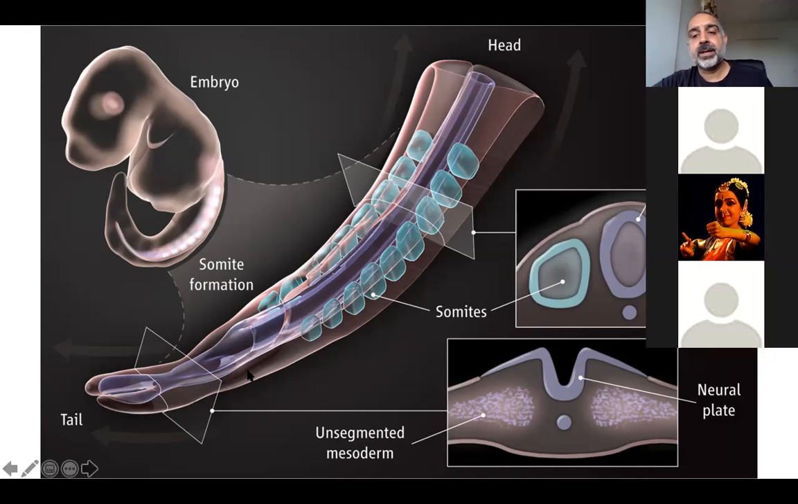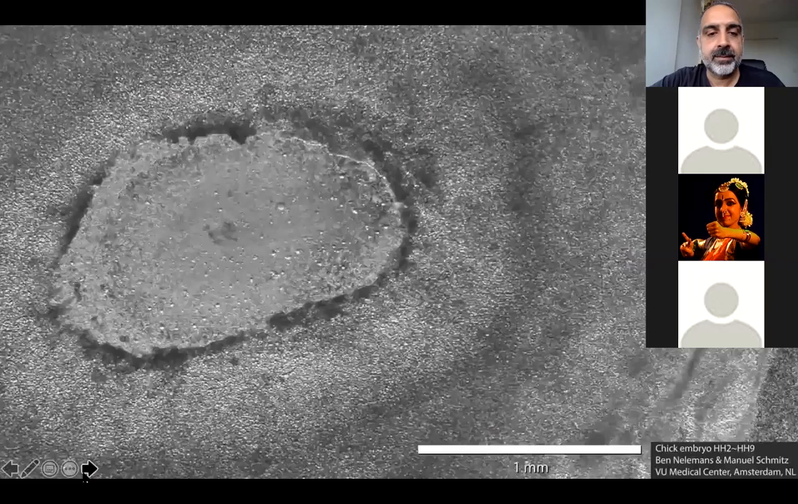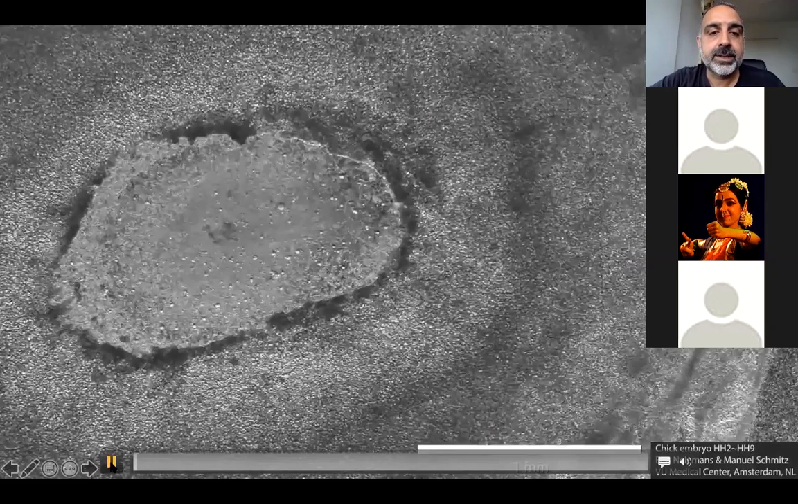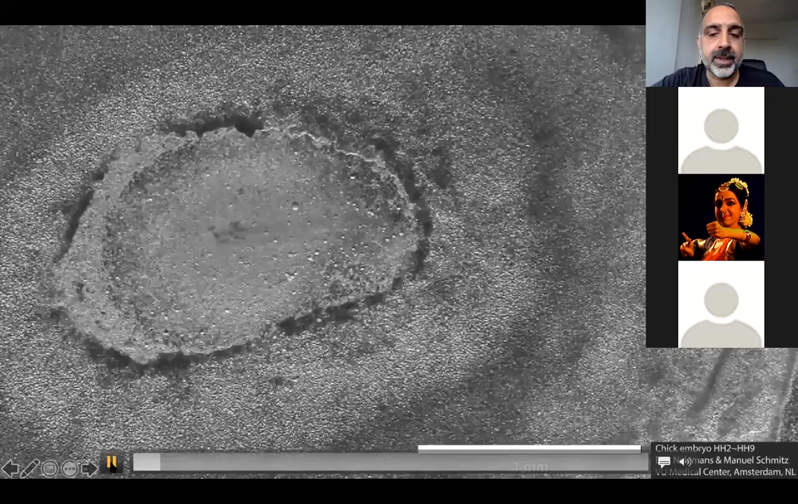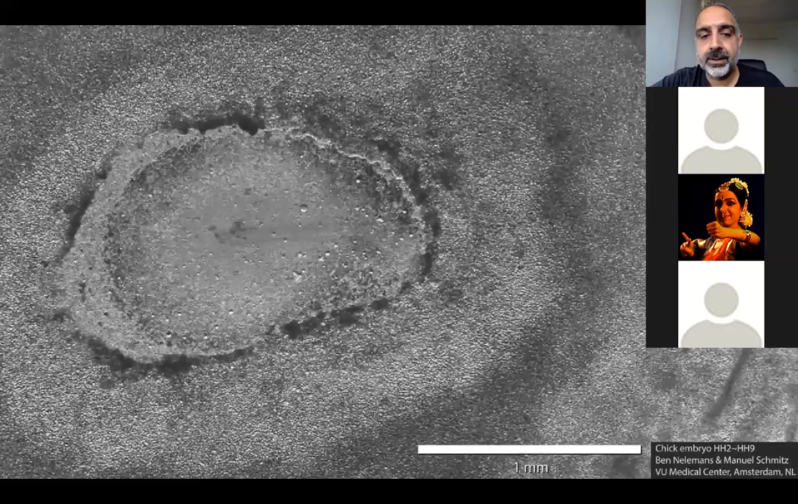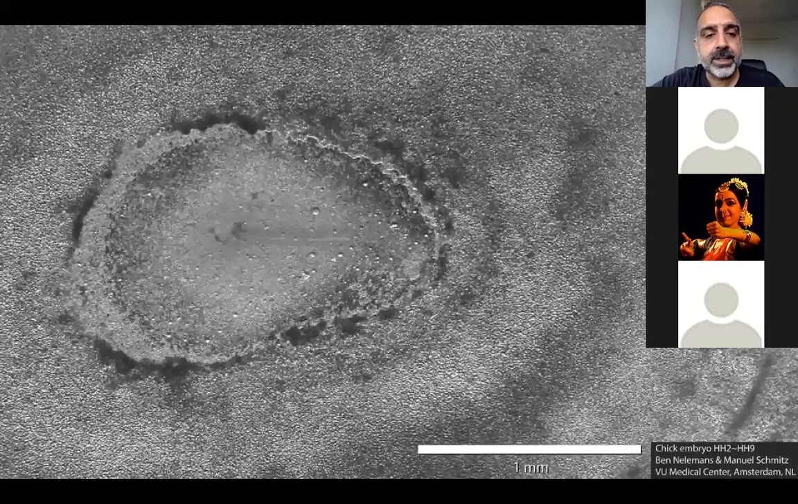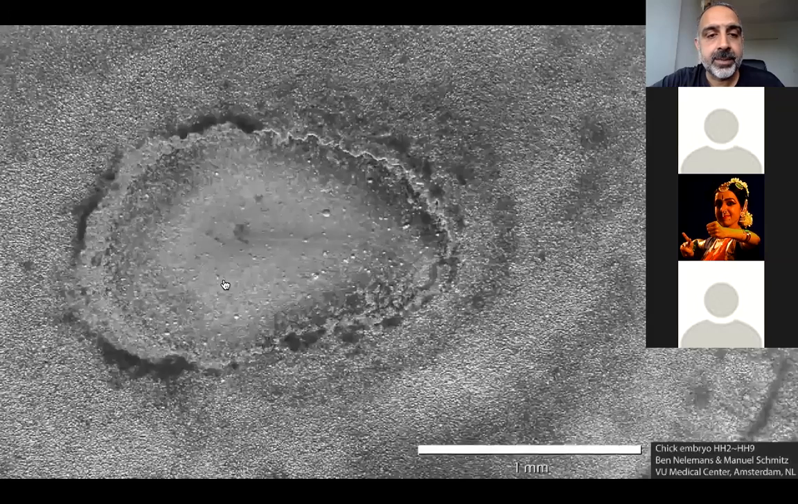But as Shubha says, they're blocks of mesoderm in the tail of the embryo, and they will form vertebrae and various muscle blocks as well. And you can see them forming here. This is a chicken embryo being cultured, and at some point you can start seeing the somites starting to form.